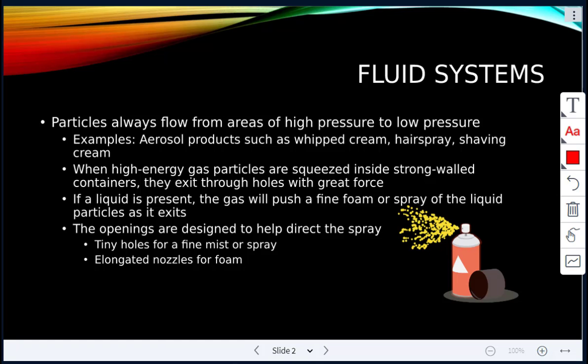All right, so particles are always going to flow from areas of high pressure to areas of low pressure. So for example, aerosol cans, any aerosol products such as whipped cream, hairspray, shaving cream, the gas particles are under high energy. So basically, when we take these high energy gas particles and squeeze them inside these strong walled containers, they're going to exit through holes with great force. So if a liquid is present, the gas will push a fine foam or spray of the liquid particles as it exits. The openings are basically designed to help direct the spray. There are tiny holes for a fine mist or spray. There might be elongated nozzles for foam, such as in the whipping cream that we see.